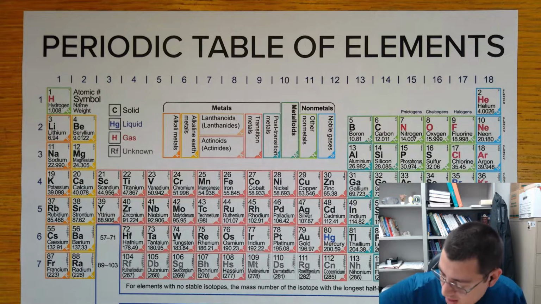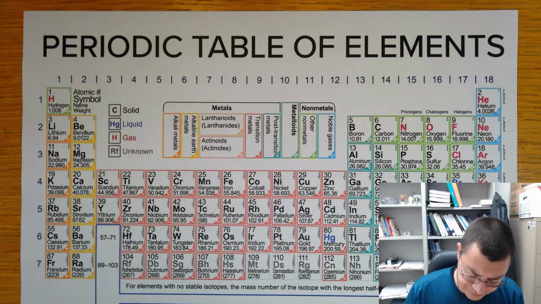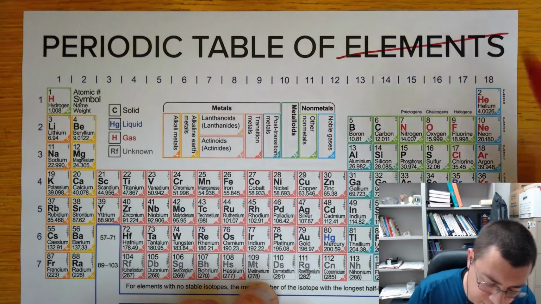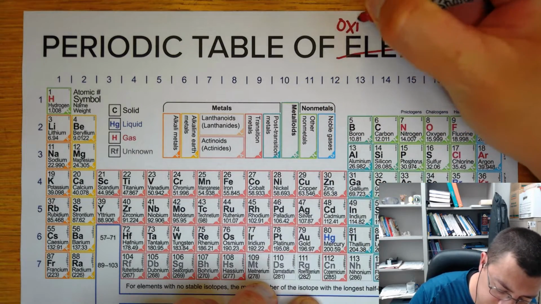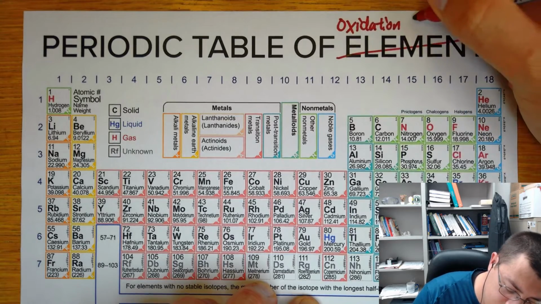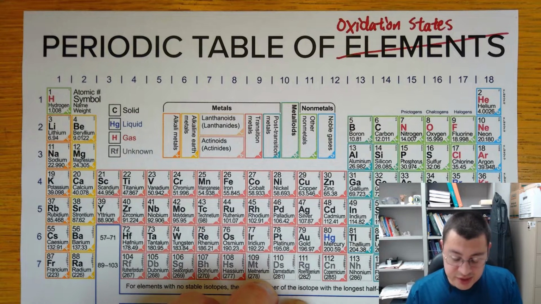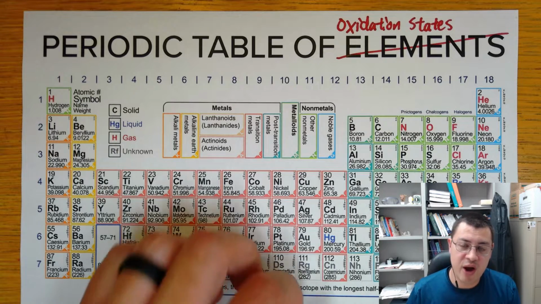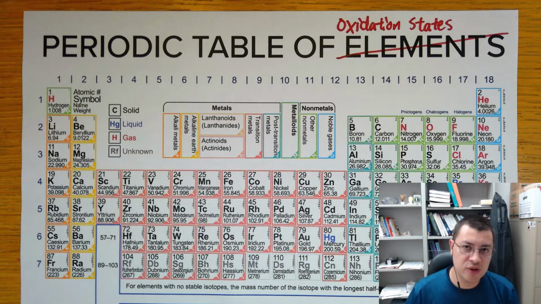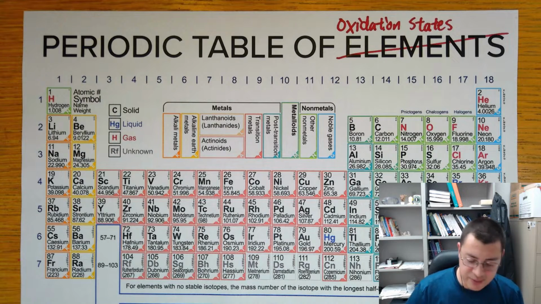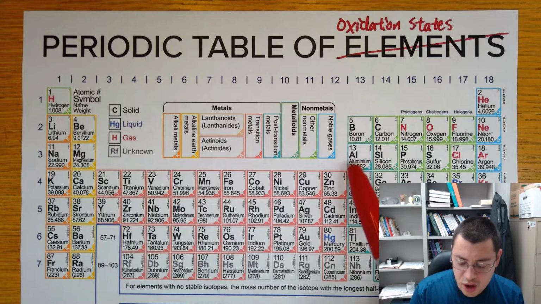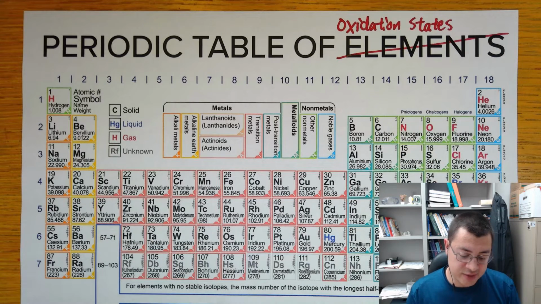So let's get started. You're going to need a periodic table, and I'm going to nickname this the periodic table of oxidation states. Oxidation states are a system for keeping track of charge throughout an atom, an ion, a molecule, an ionic compound. We're going to think of charge for all the atoms involved in our polyatomic ions, and use that to calculate the overall final charge on that polyatomic ion.